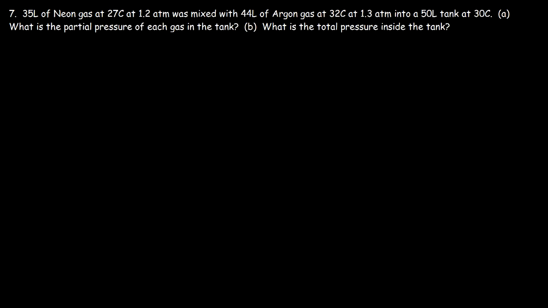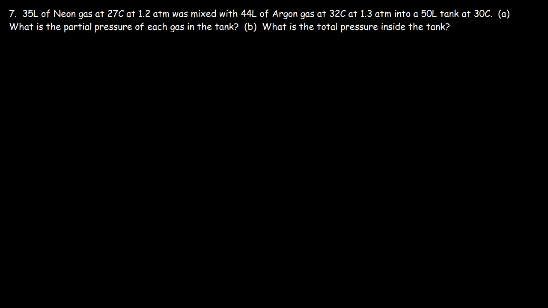So before we put it into the tank, the pressure of neon was 1.2. Once we place it into the tank, it's no longer going to be 1.2. For one reason, the volume changes from 35 to 50, and the temperature changes from 27 to 30. So the partial pressure of neon is not going to remain 1.2. And the same is true for argon. It's not going to stay at 1.3. The partial pressure is going to change. However, the moles of neon and argon that we add into the tank, that's not going to change.